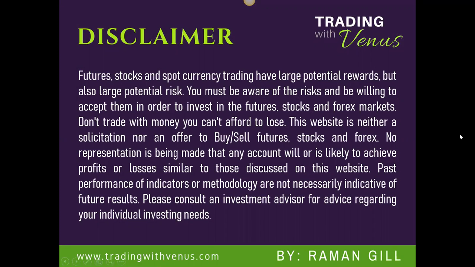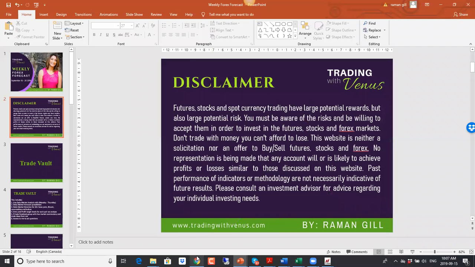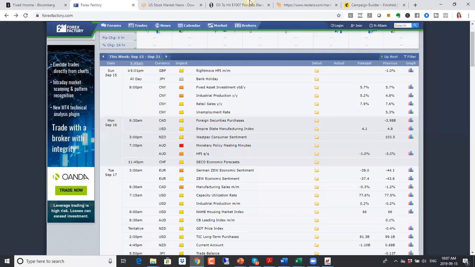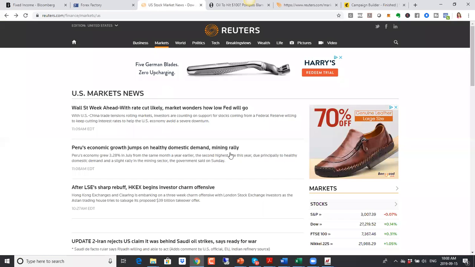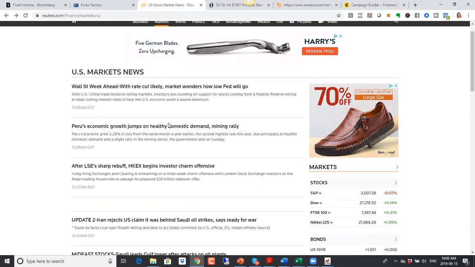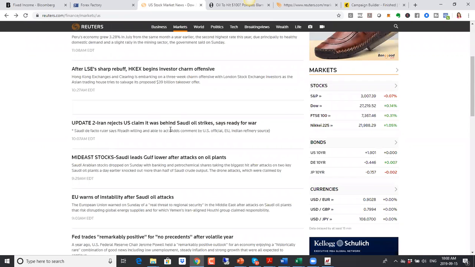Okay, as usual, we'll start off by taking a look at our calendar here. Before we dive into the calendar, I just wanted to make a quick note of something. This morning, there was news that Saudi Arabia's oil supplies were hit. There were some oil strikes.